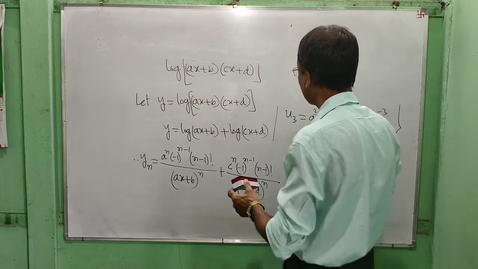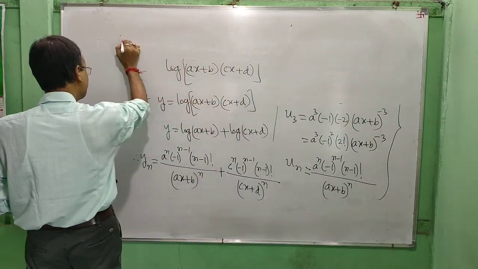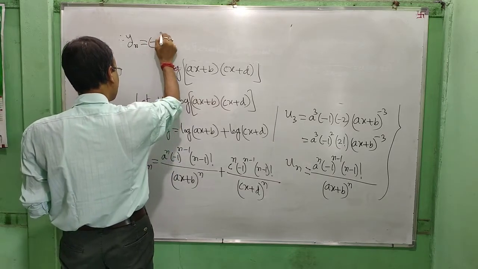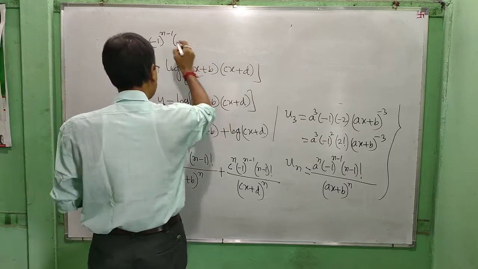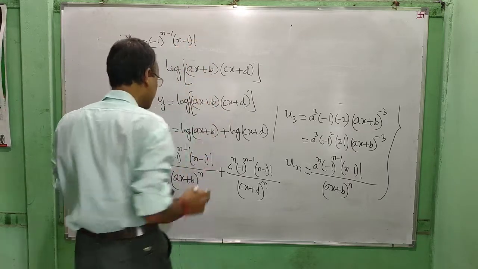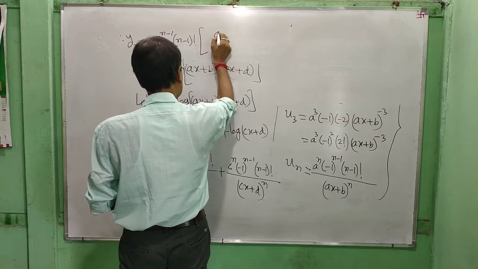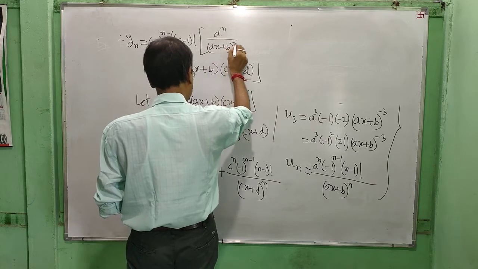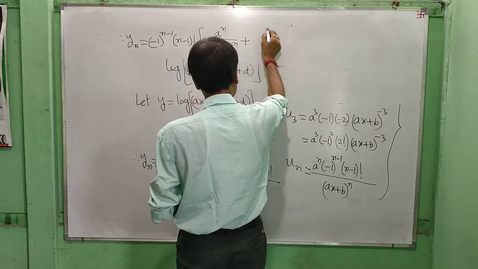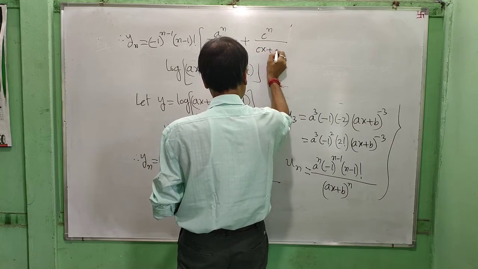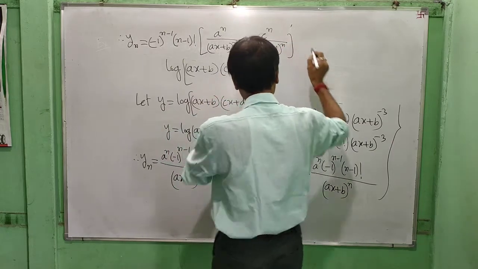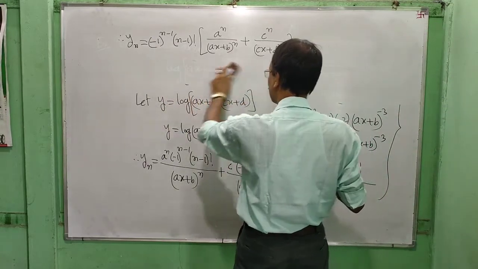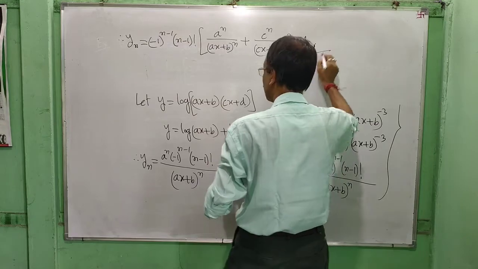Therefore, yn equal to (minus 1) to the power n minus 1, factorial n minus 1, times [a to the power n divided by (ax plus b) to the power n plus c to the power n divided by (cx plus d) to the power n]. This is the answer of this.